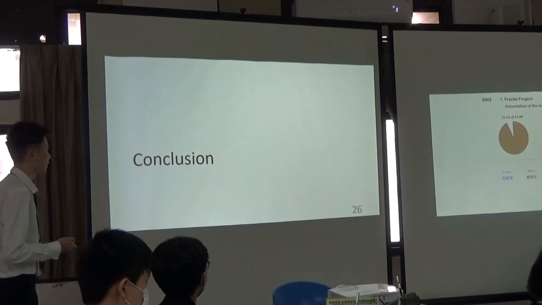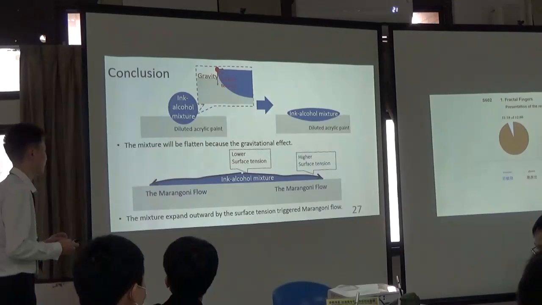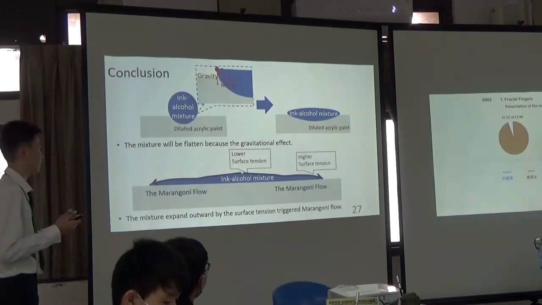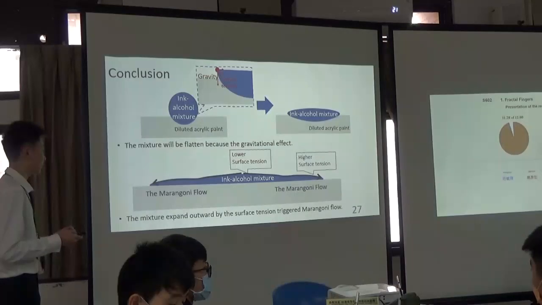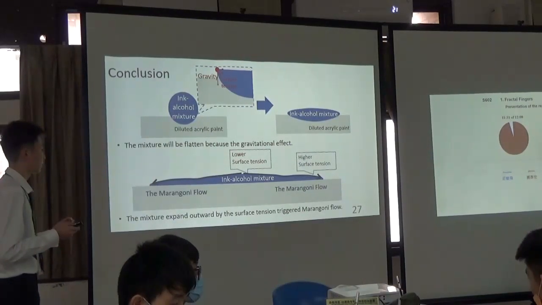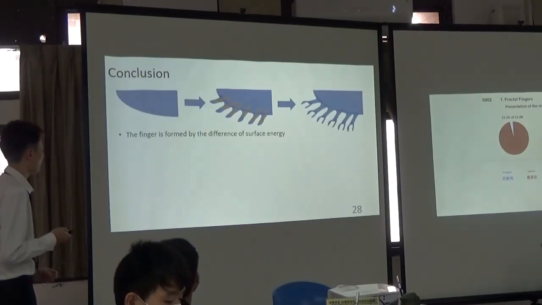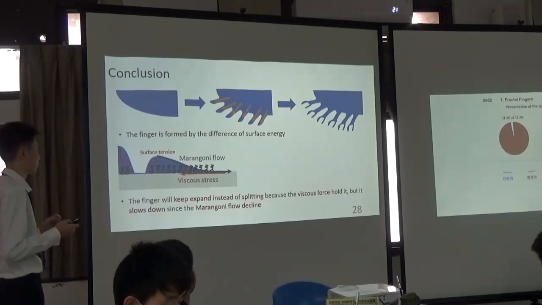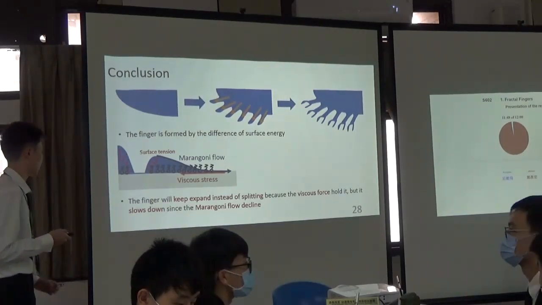And next, finally, is the conclusion. First, we know that the mixture will be flatter because of the gravitational effect, and the thickness differences will cause the evaporation difference, and it will cause the concentration gradient, and the concentration gradient will cause the surface tension gradient, which triggers the Marangoni effect, which is the main reason that the mixture expands. And also the finger will be formed by the difference of surface energy and the probabilistic distributions. And the finger will expand instead of splitting because the viscosity will hold it.